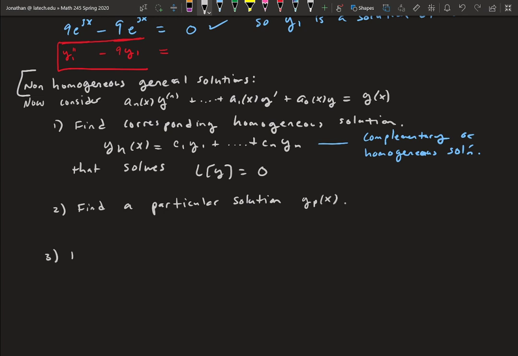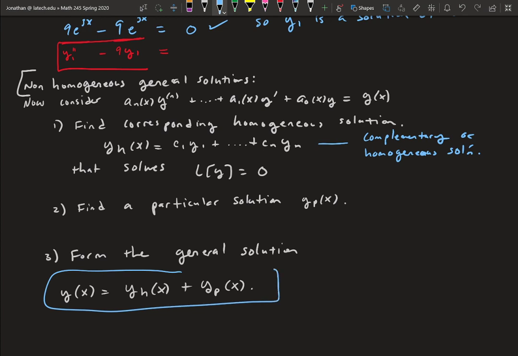Step 3, form the general solution: y(x) equals yh(x) plus yp(x). So that's our general non-homogeneous solution. We'll talk about how to get yh and yp in the rest of the chapter, but the general solution is always going to be of this form for a non-homogeneous equation.